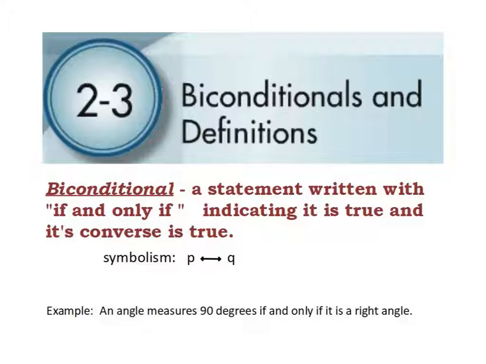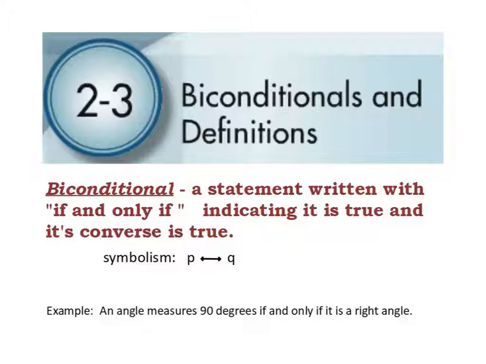Here we go, a biconditional. Now remember that a conditional is like an if-then statement. That's what a conditional is. If it's a biconditional, instead of writing it as an if-then, it's written with an if and only if, and they tuck that in the middle. And what that means is that it is true, but also if you switch it around and make the converse, that's also true. It works both ways.